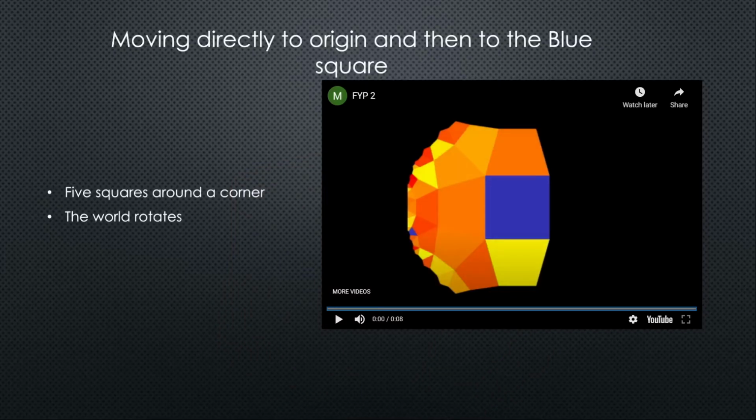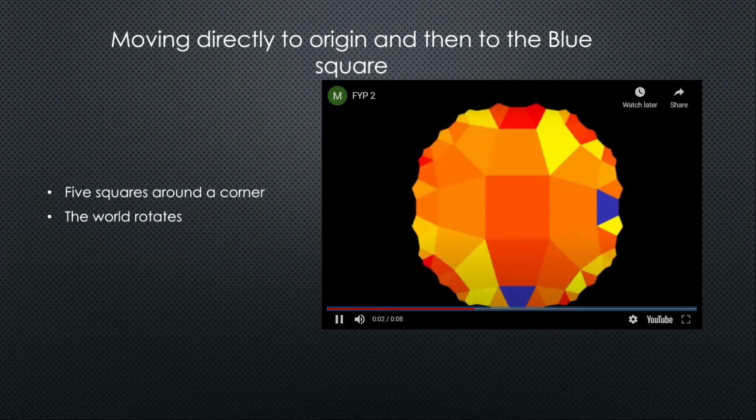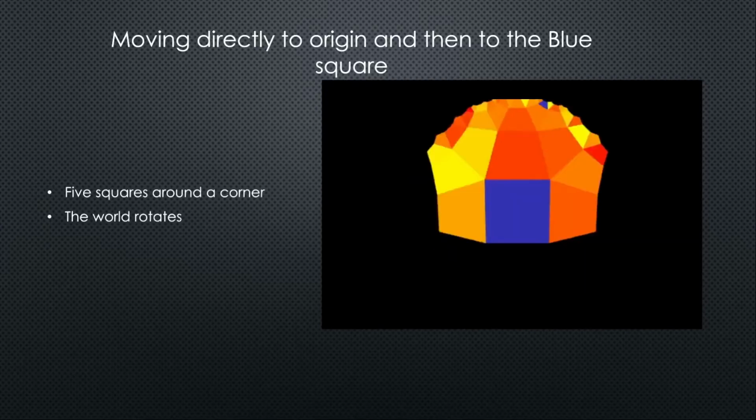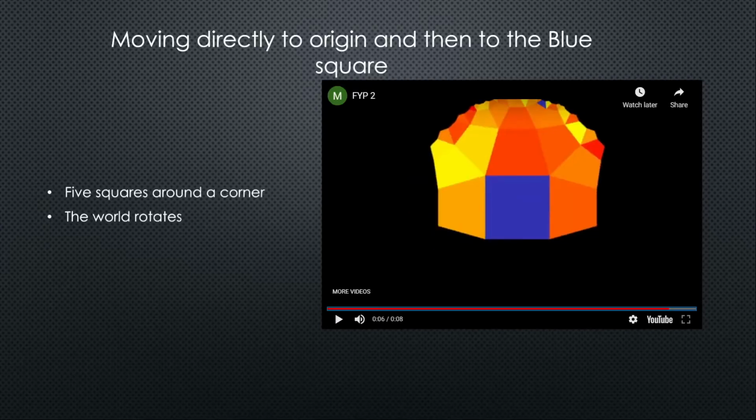Now we will first move directly to the origin and then the blue square. That was way shorter. More importantly, did you notice that there are 5 squares around a corner and that the world seems to rotate when we move in it? The expansion of space allows us to theoretically fit any number of squares around a vertex. Computationally, though, there are some limitations due to rounding off errors, large values, or values being too small.